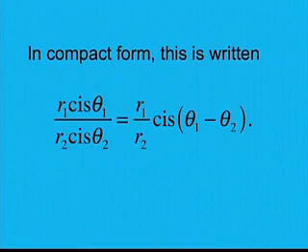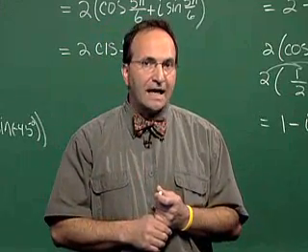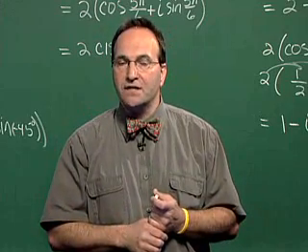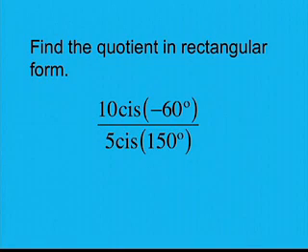And in compact form, we would write it this way. r1 cis theta 1 divided by r2 cis theta 2 would be equal to r1 divided by r2 times cis (theta 1 minus theta 2). Well, let's take a look at an example where we divide complex numbers in trigonometric form. Find the quotient in rectangular form: 10 cis of negative 60 degrees divided by 5 cis of 150 degrees.